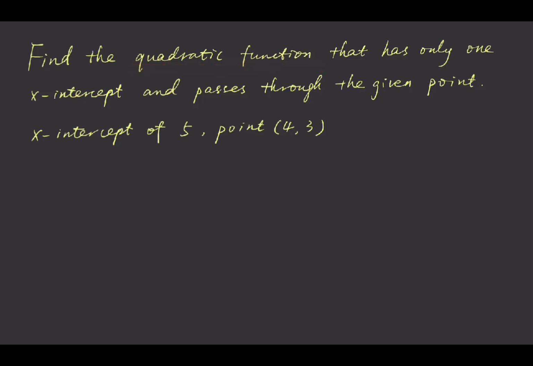Find a quadratic function that has only one x-intercept and passes through the given point. In this question, the only x-intercept is 5, and the point is (4, 3). Here you must be careful: only one x-intercept, and passing through the given point.